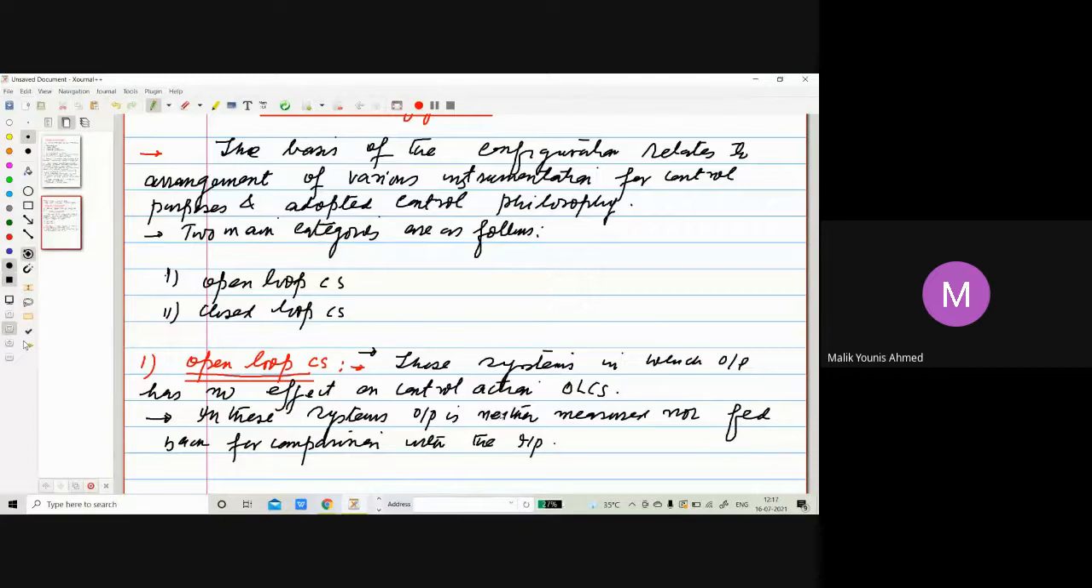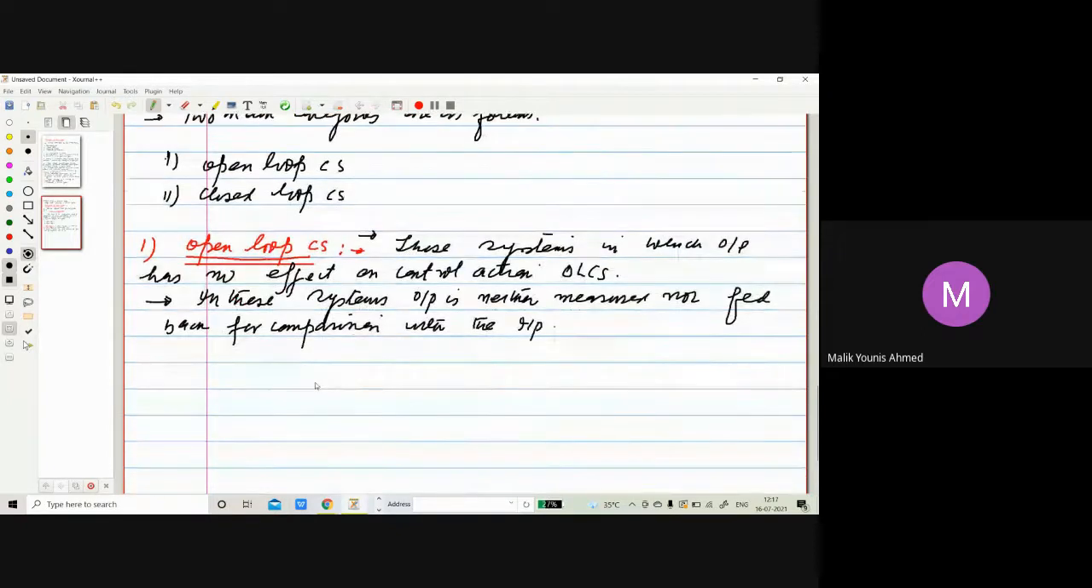Whatever output we are obtaining, we obtain it and we get the output. So how are we doing that? There are certain things. Let us move ahead. These two points are very simple. The output is neither measured, nor do we send it to the input for comparison, where the reference input and actual output are compared and the error which is developed is sent for further processing. That is not done in this case.